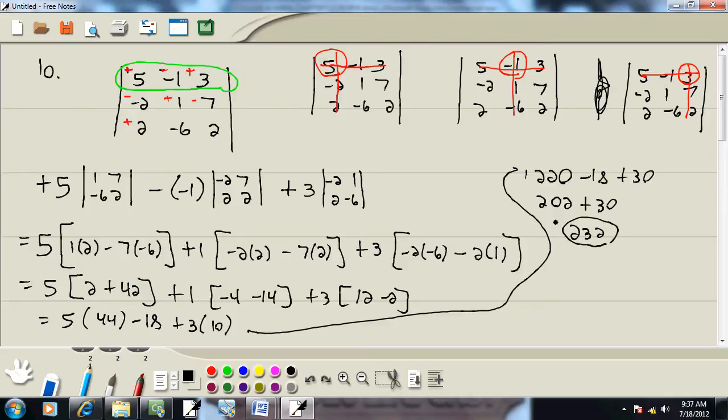Now let me plug in my calculator just to verify that. 3 by 3, it's 5, -1, 3, -2, 1, 7, 2, -6, 2. And just about there. 232. Okay, it checks.